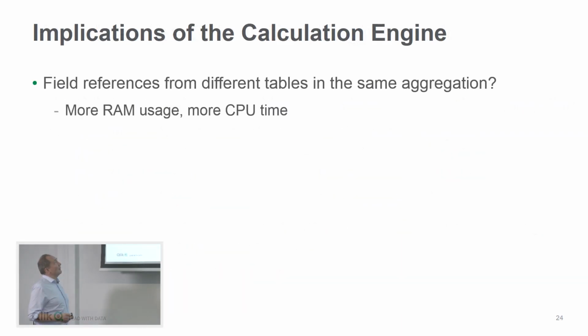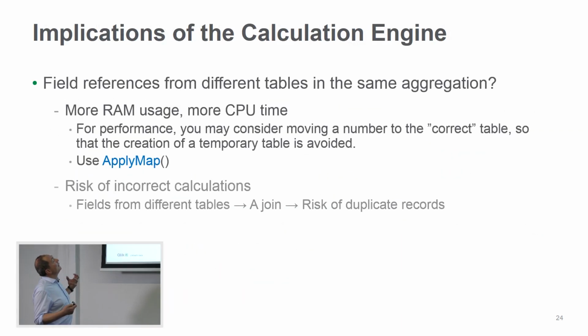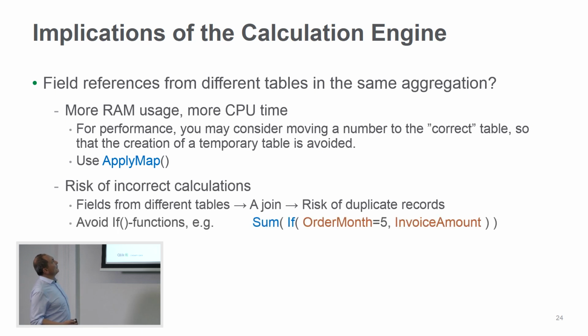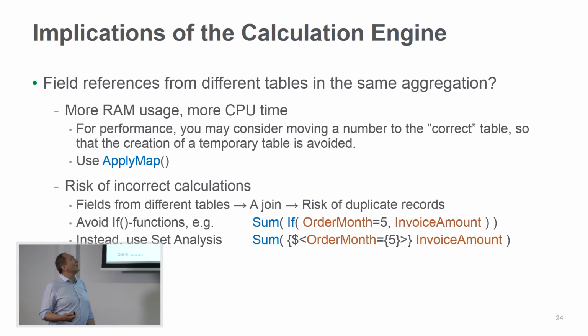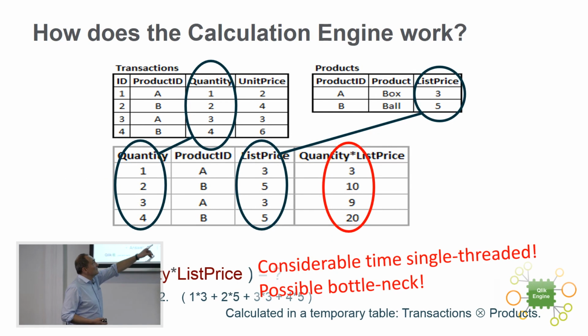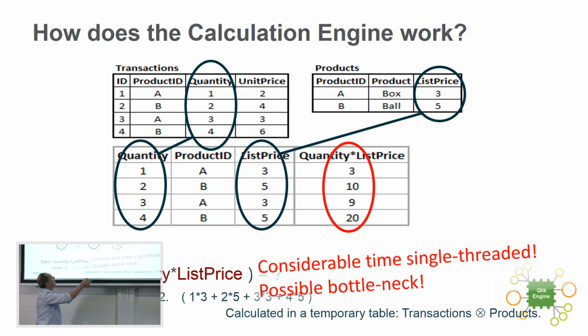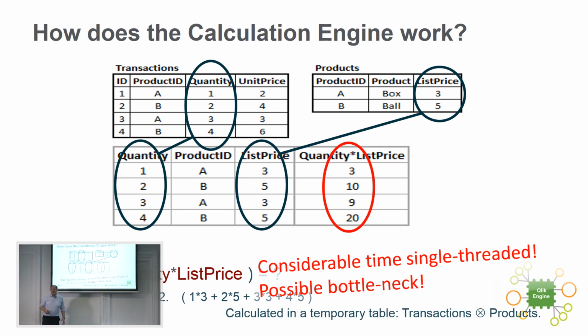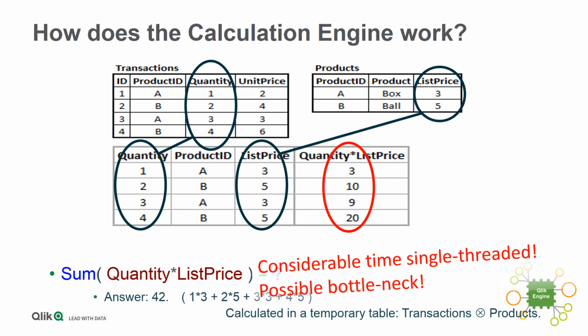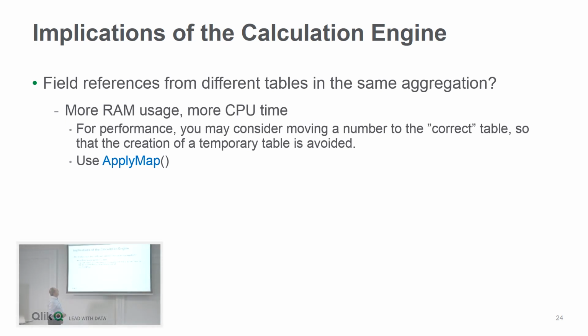So, some implications of the calculation engine. First of all, don't use fields from different tables in the same aggregation, because that uses more RAM and more CPU. So for performance reasons, you may consider moving one field into the transaction table already at the script time. And if you look again at this model, then obviously the list price could just as well be in the transaction table. It's an extra column. It will take a little more RAM when you load it, but it will perform much, much, much better. Move it to the correct table, and when you move it, you should probably use apply map.